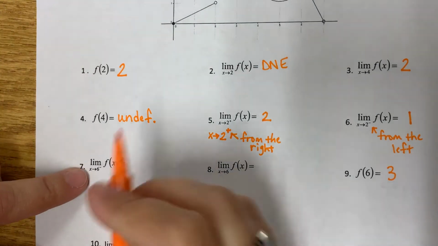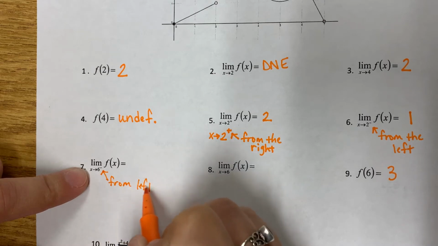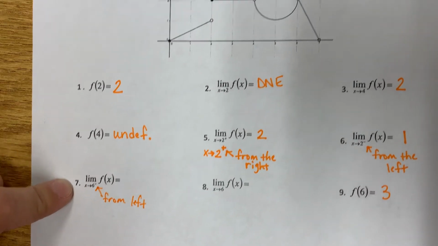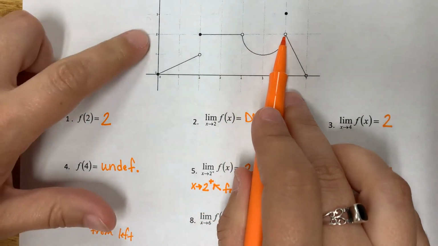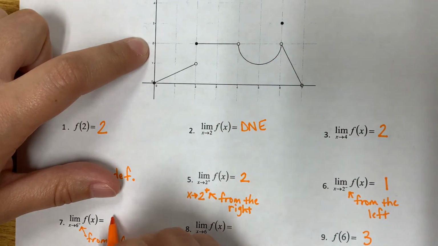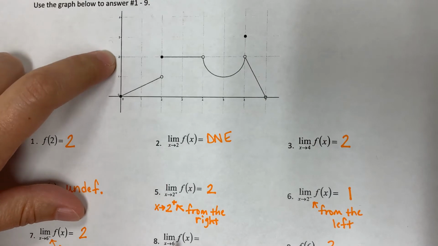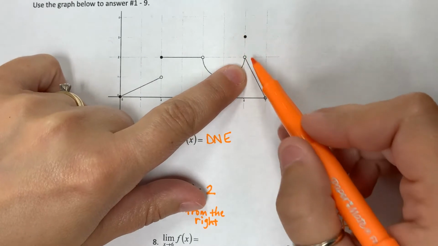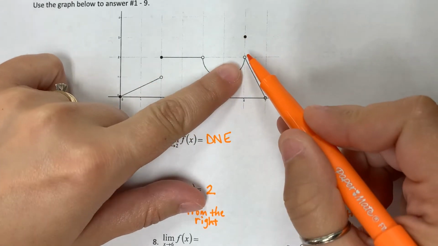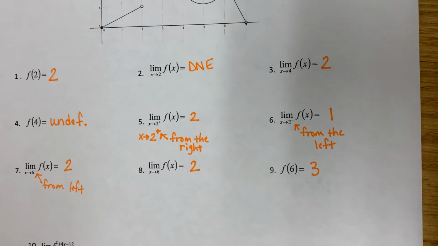Okay, the next one says, what's the limit as x approaches 6 from the left, because it's a minus sign. So as x approaches 6 from this direction, it looks like it's going to be 2. And then they're asking, okay, well, what's the limit just as x approaches 6? Not from the left or the right, but just 6 in general. Well, from both directions, it looks like 2. The function value is not 2, but that doesn't matter. The limit looks as if it is approaching 2. Okay, so there's all of those.